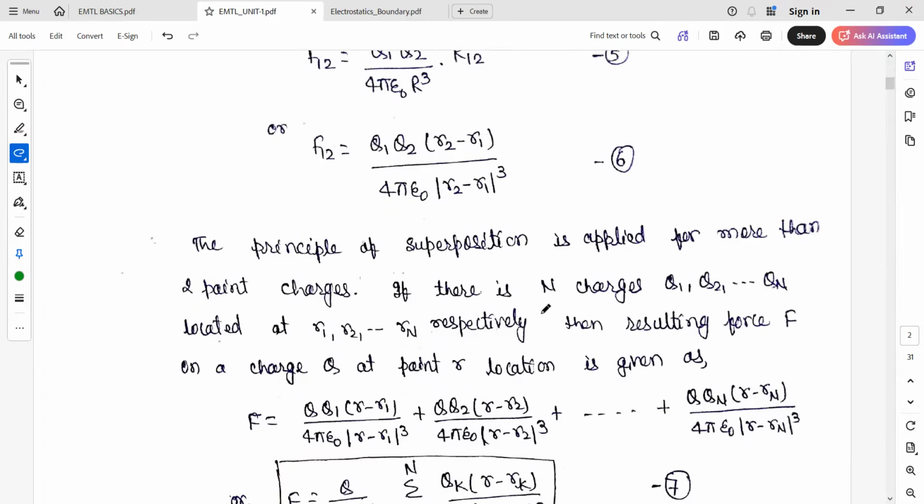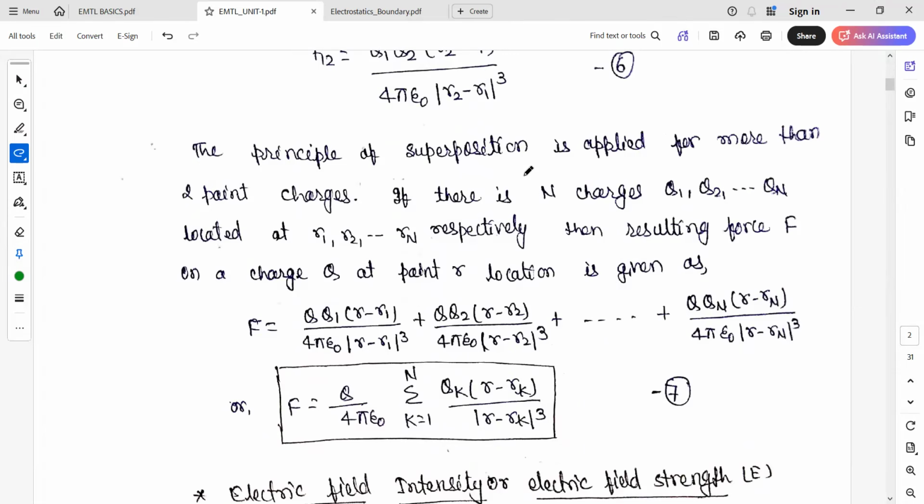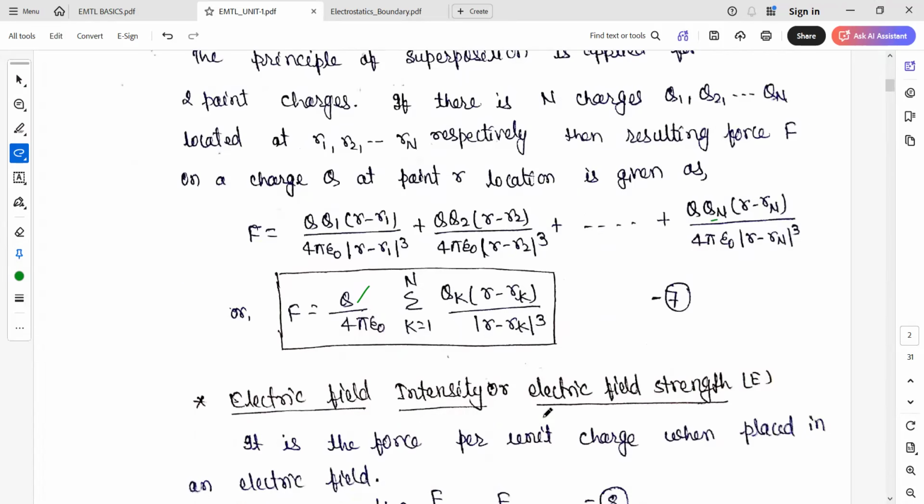And in case of multiple charges, this is the principle of superposition. We take Q by 4 pi epsilon, where Q is the charge on which we are trying to find the force, and Q1, Q2, and so on up to Qn are the charges due to which we are finding the force on Q. So finally we have Q by 4 pi epsilon summation k equal to 1 to N Qk into (R minus Rk) divided by the magnitude of (R minus Rk) cubed. Okay, so this is Coulomb's law in vector form.